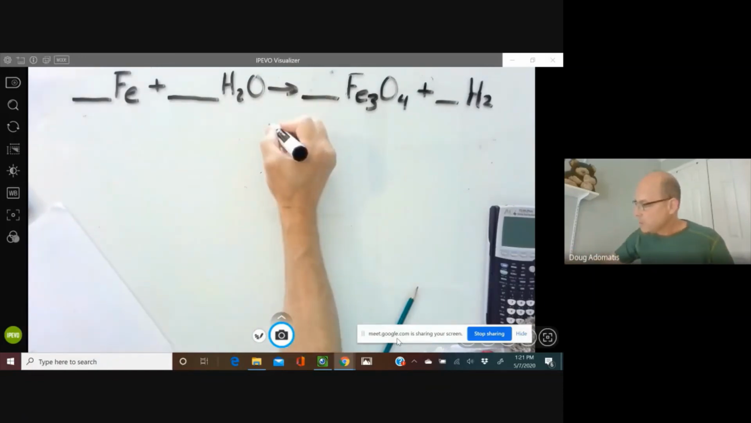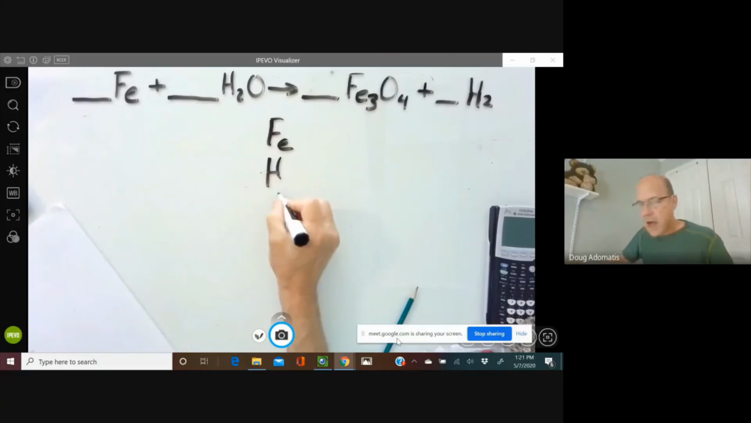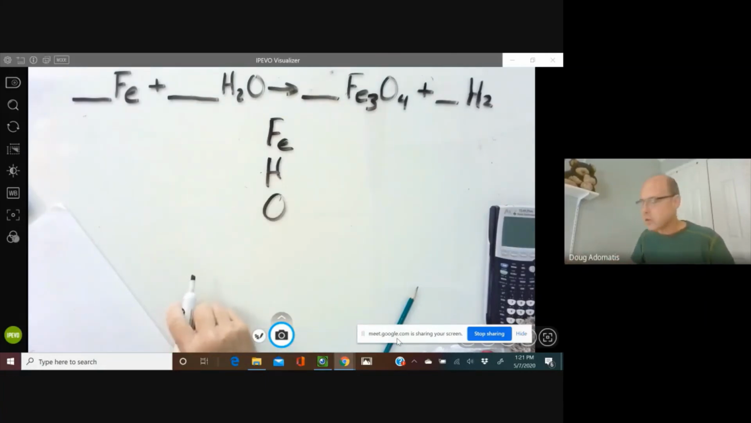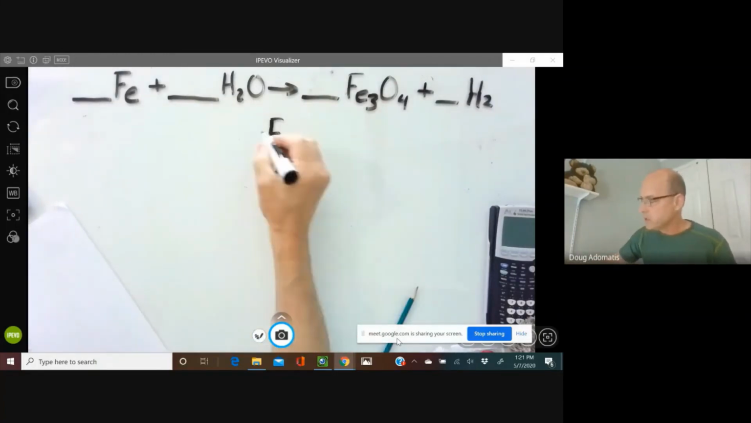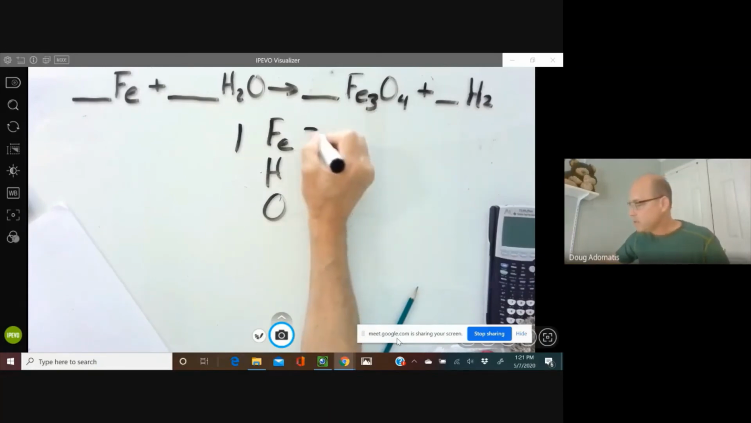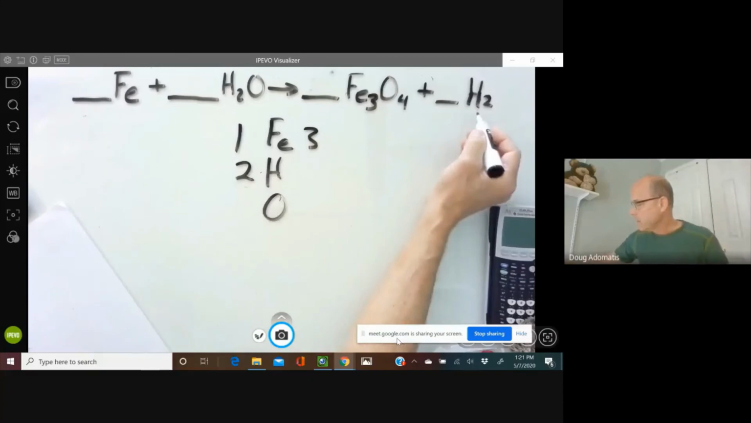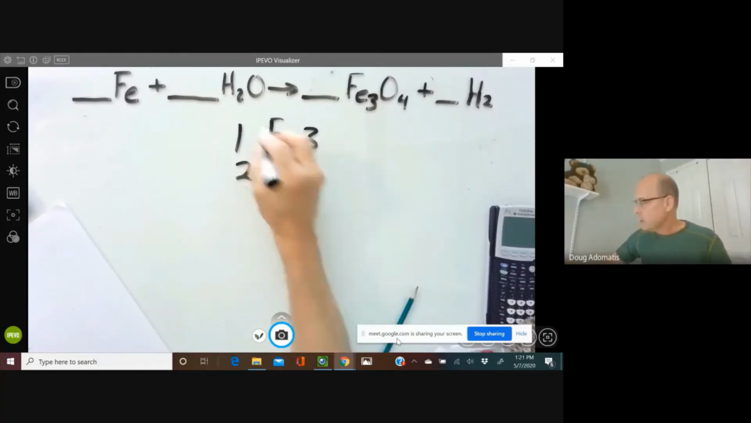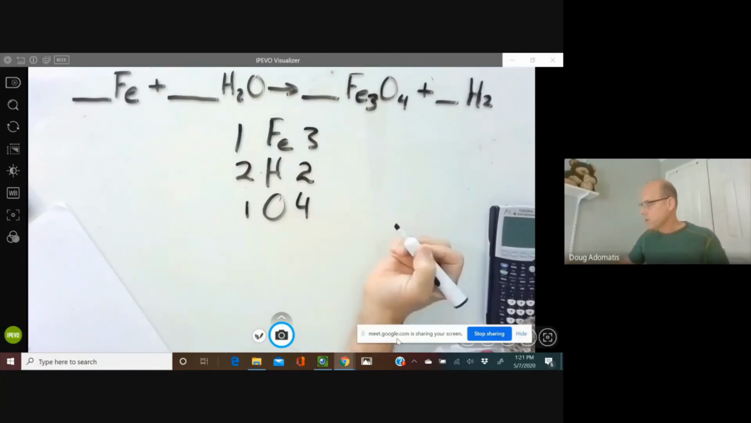So I'm going to write iron, hydrogen, and oxygen. Those are my symbols for all the atoms that are involved in the process. And now I'm going to write what my initial conditions are. There's 1 iron over here, subscript 3, 3 irons over here. Hydrogens, I've got 2 hydrogens over here. I've got 2 hydrogens over here. I've got 1 oxygen over here, and I've got 4 oxygen over here.